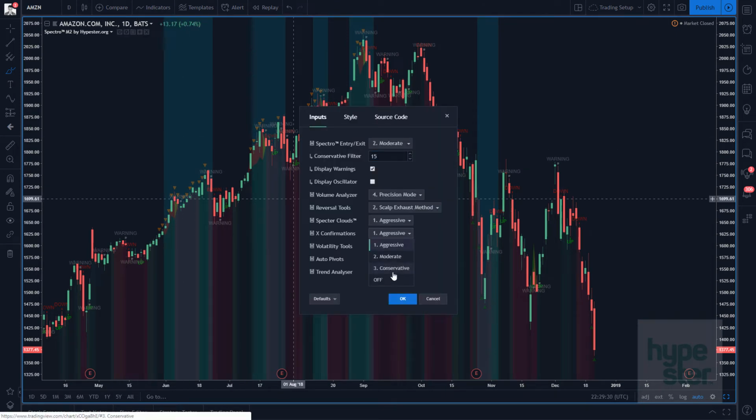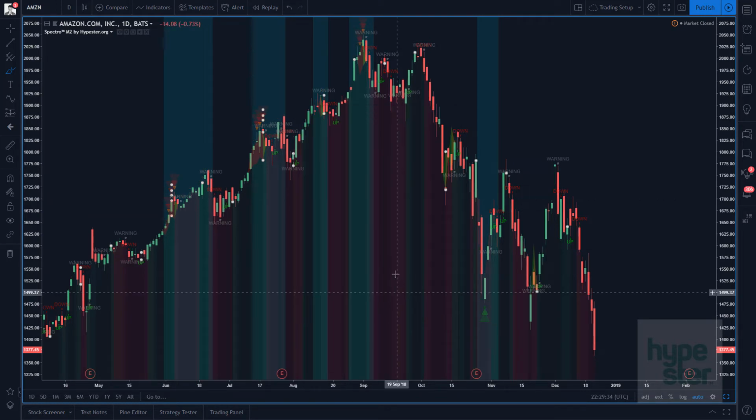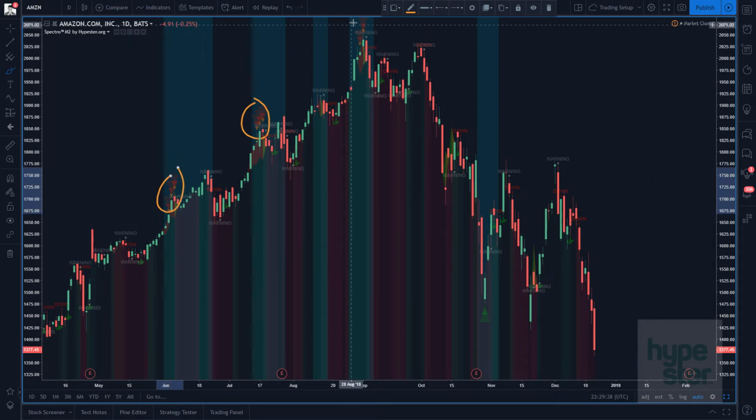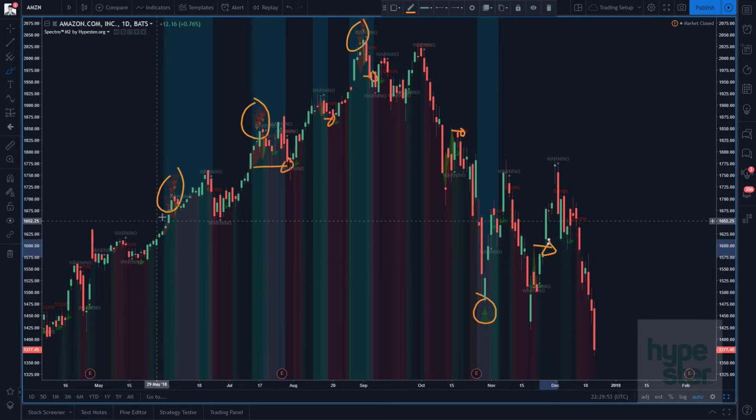I like to go conservative most of the times. Let's see what it looks like. Much better. You see? Very good areas. Also, we're talking about the clouds. Look how the clouds are precise. Look, every single time that they appeared here, their targets were fulfilled.